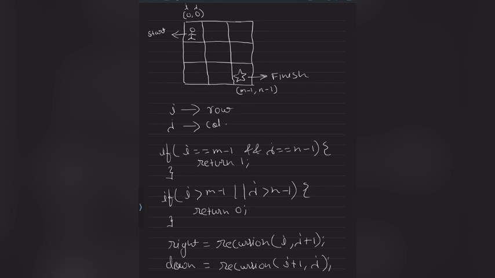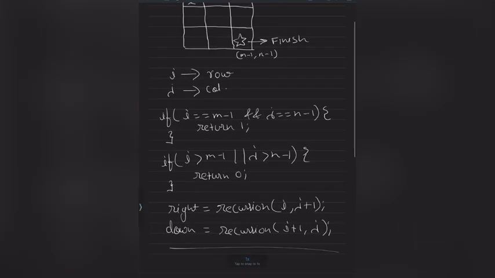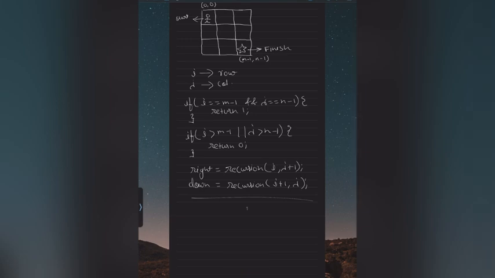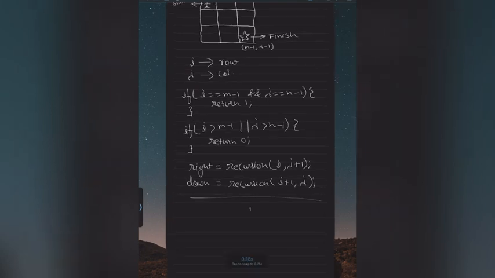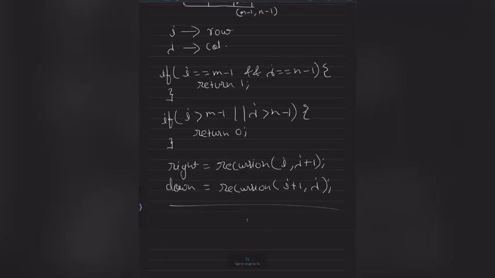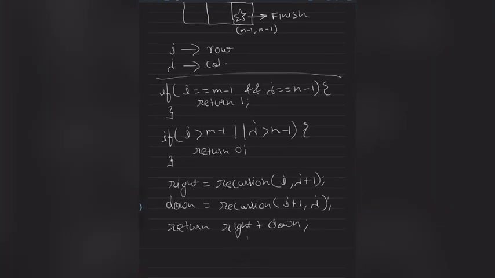So that's it. Now at last, what we need to return is the total number of paths, right? So for returning the total number of paths, what we can do is add it up, right? We will simply return the right plus down. So this is the only thing that we need to solve, and this will be our solution.